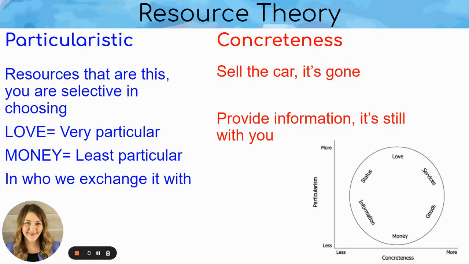So for example here, resources that are in this area under that blue particular area, love, you're probably very particular with who you exchange that with. Money, you may hand that to the cashier and not know who they are, but we do that pretty much every day. So who we are exchanging love with, we might be a little bit more particular about. When we're looking at selling a car, the concreteness is gone. Once we have sold the car, we don't have it anymore. Once we provide information to someone, we still have it. So you can see how it's more and less concrete in that sense.